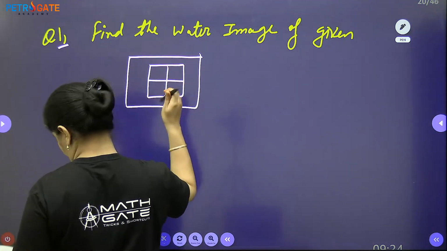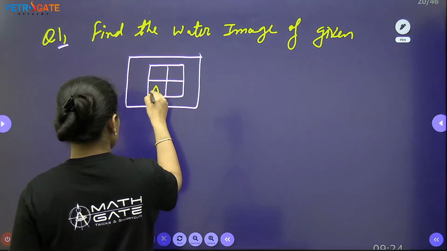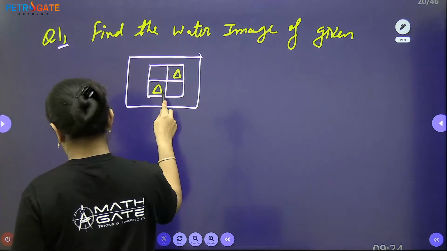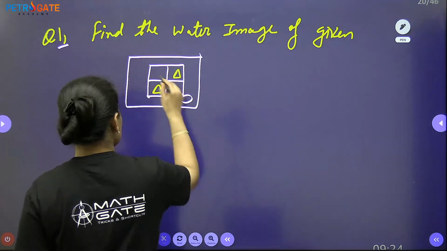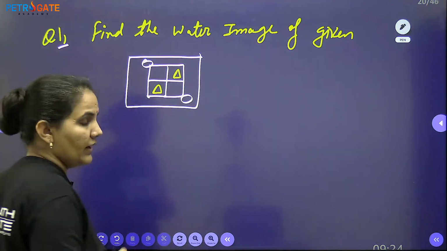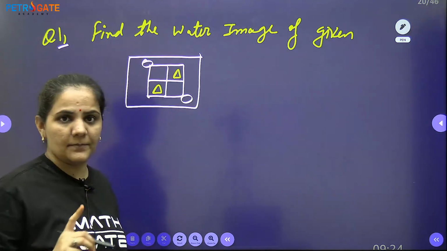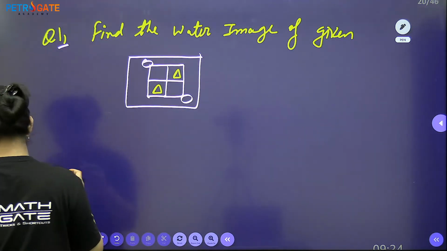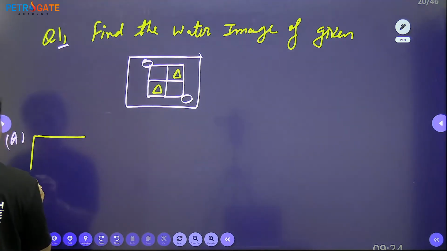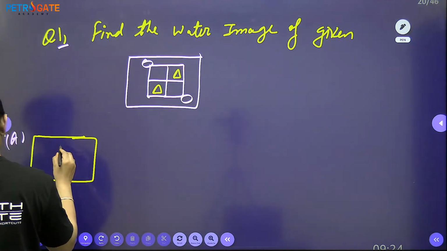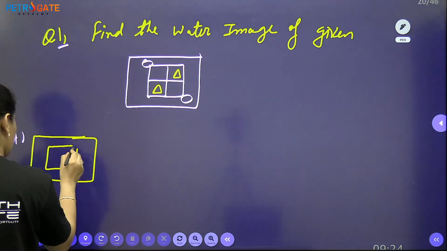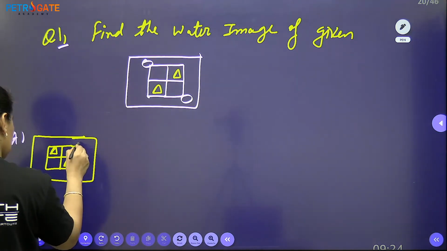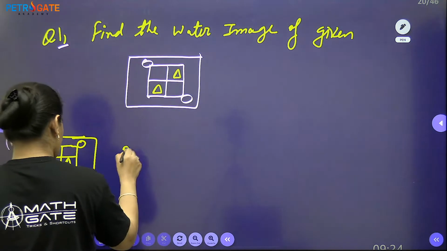Here we are having two triangles on opposite sides, and here I am having two circles. Okay, I need to find out the water image of this figure. I'm writing options for you, dear students, and you can judge by yourself which will be the right answer. Okay, then we will have a discussion definitely. When we go for this one, it looks like this.